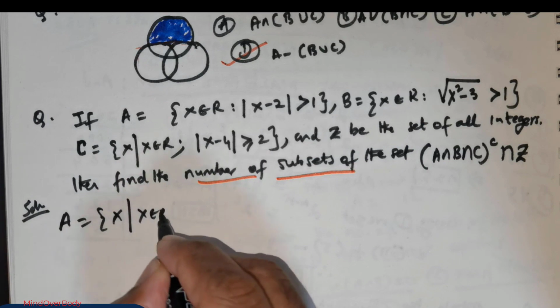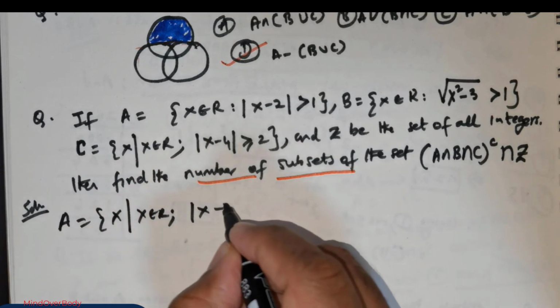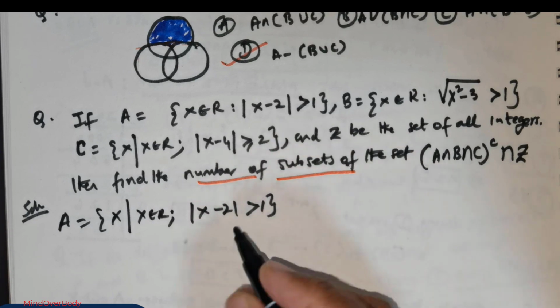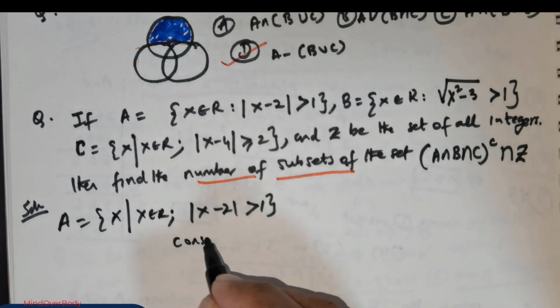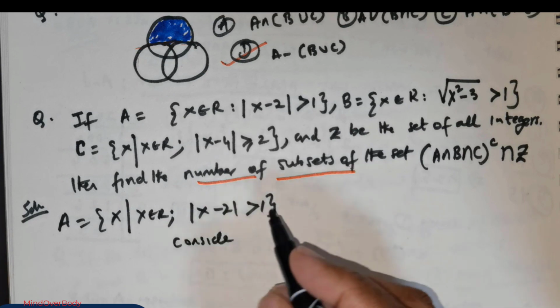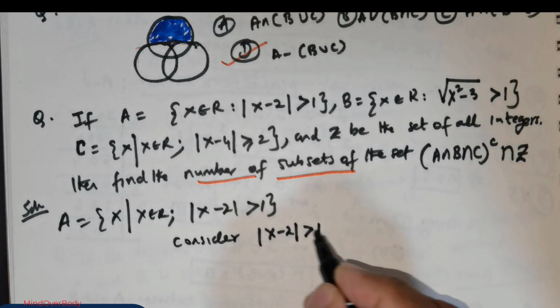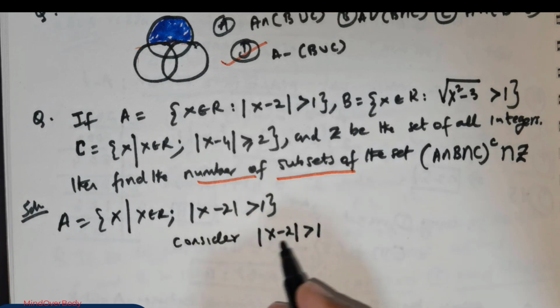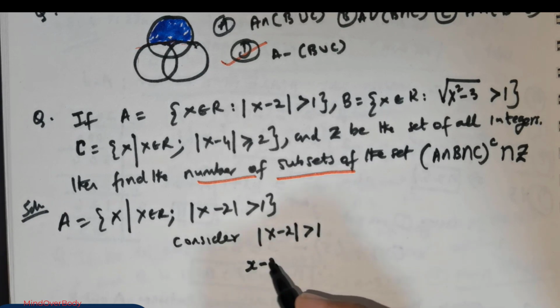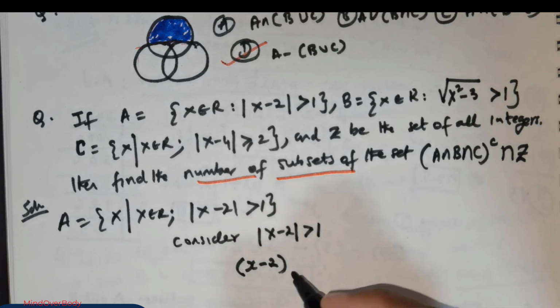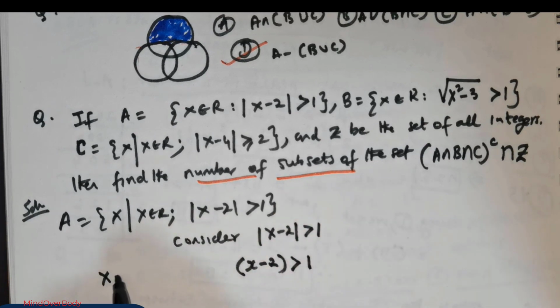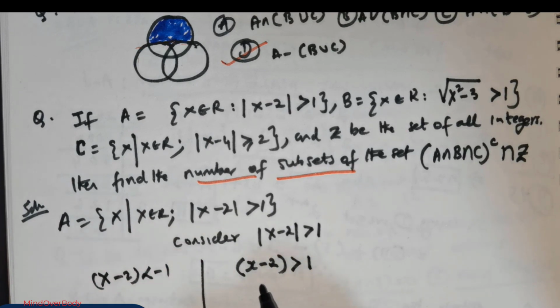such that x is an element of R, and modulus of x minus 2 is greater than 1. Now consider, I want to write the elements for A. For that, consider modulus of x minus 2 which is greater than 1. That would mean there are two possibilities. One is x minus 2 is greater than 1. The other one is x minus 2 is less than negative 1.